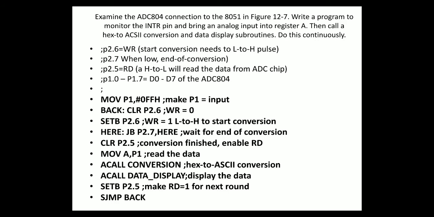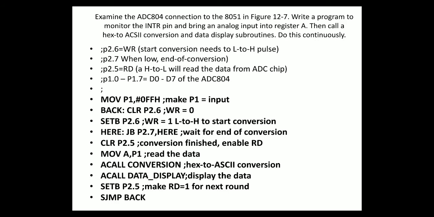And unless it is high, I should keep on waiting. So therefore I use the instruction JB, jump if bit is set. Until it is in the set position, I have to stay on the same line of code. I will be in the infinite loop until that P2.7 becomes low. Once this becomes low, I come out of this loop and immediately go to the next line. What is my next line?